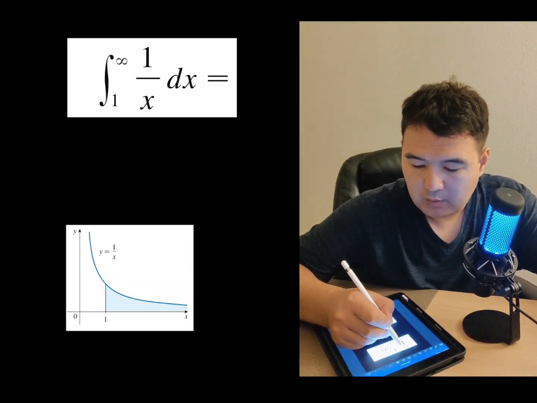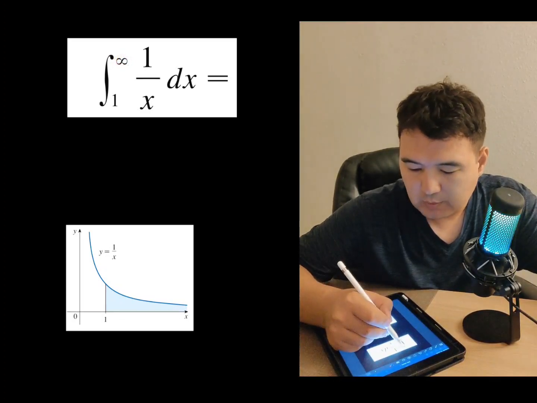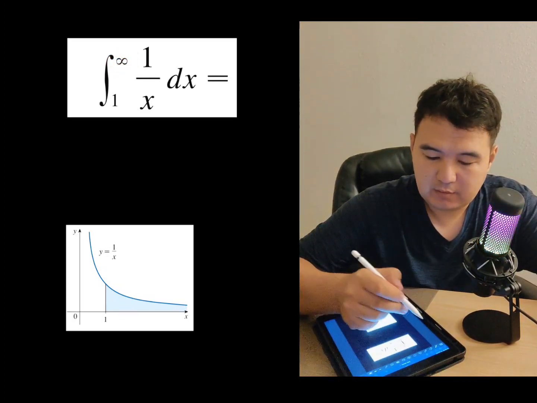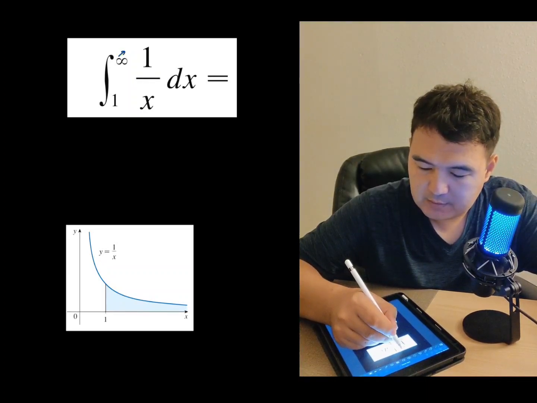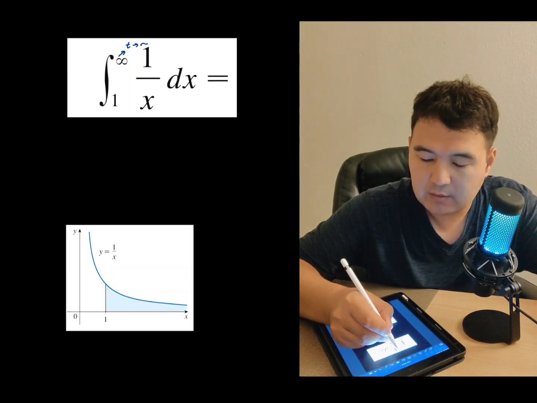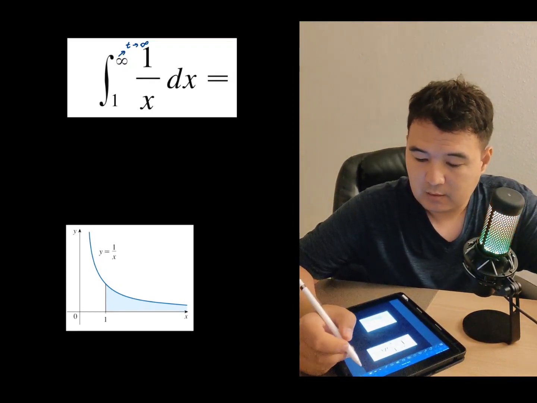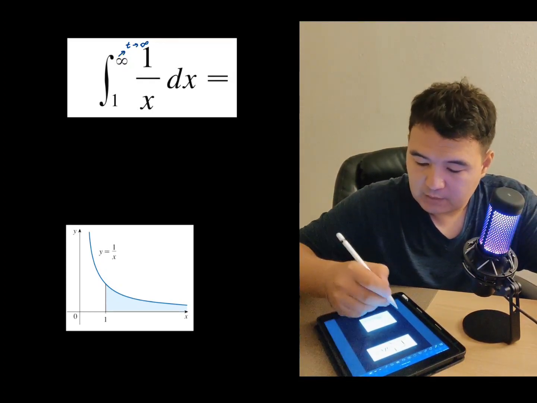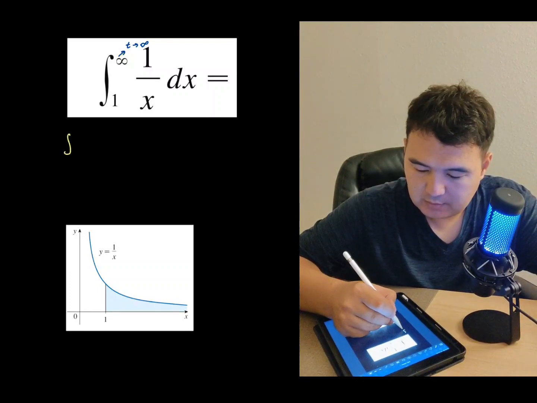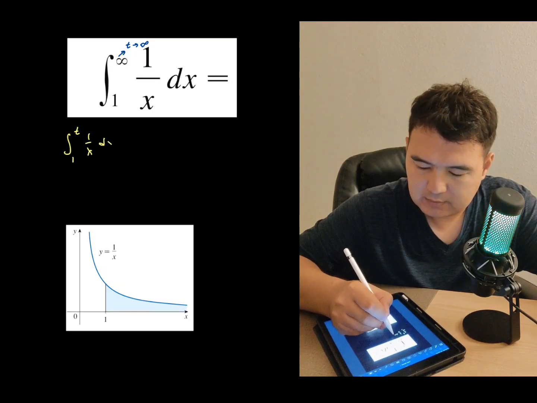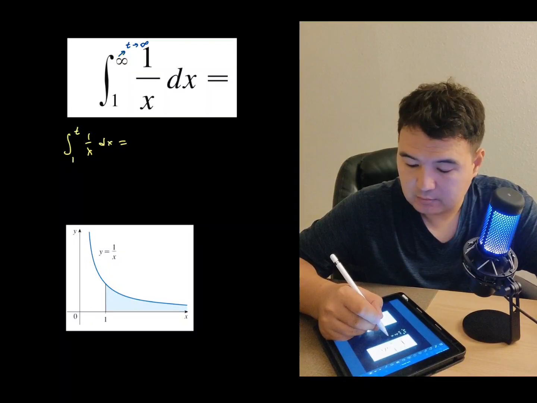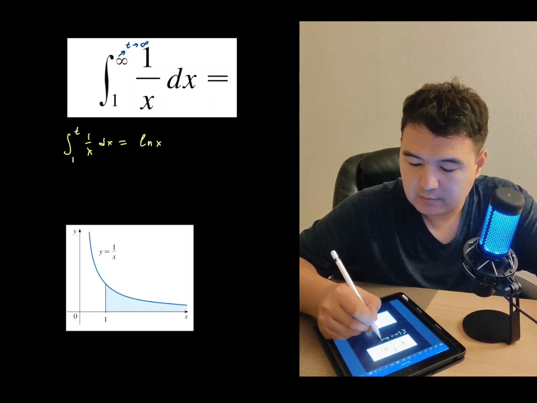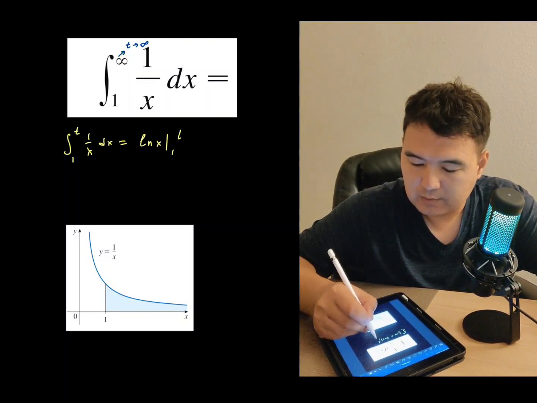As we know, with improper integrals where we have infinity as a limit of integration, the idea is to replace this with t and take the limit as t goes to infinity. So let's do that. First I'm going to write it as the integral from 1 to t of 1 over x dx. The integral of 1 over x is ln, so that makes it ln x from 1 to t.